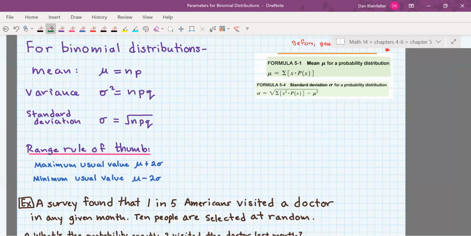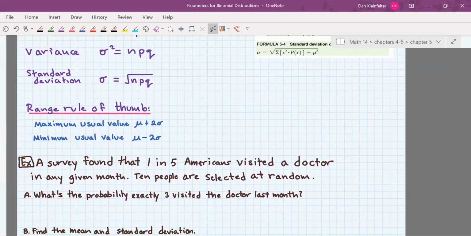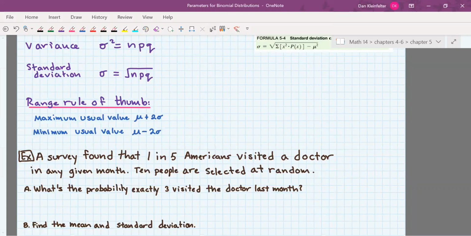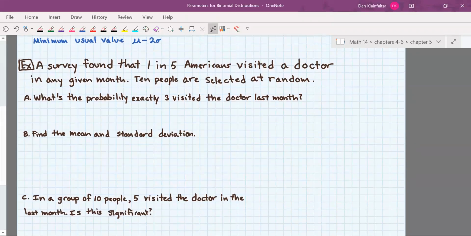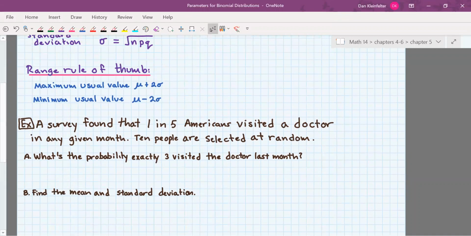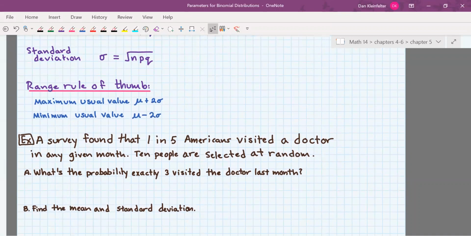Here it says a survey found that 1 in 5 Americans visited a doctor in any given month. 10 people are selected at random. We want to know the probability that exactly 3 visited the doctor in the last month. We'll find the mean and standard deviation, and then we'll decide a question about significance. But let's start with just the probability first.